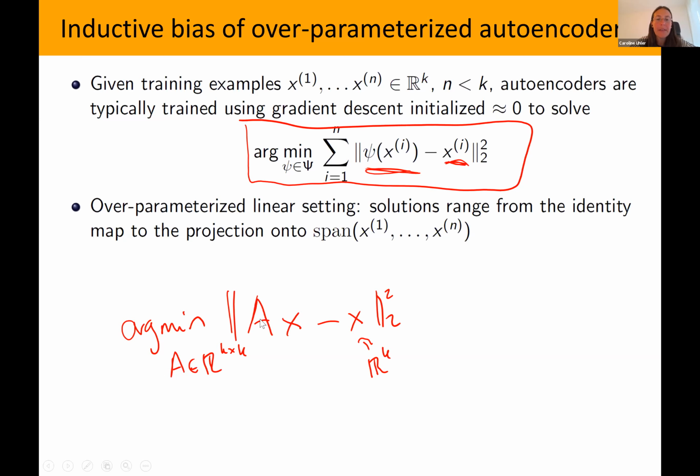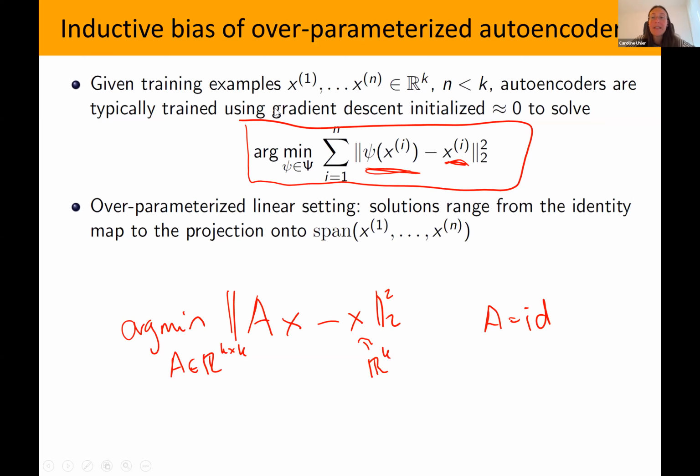I'm trying to find some k times k matrix that maps x to itself. Well, there are many solutions. For example, A could be the identity. What I showed you before is that the identity is not what is being learned by an autoencoder, but A could also be a rank 1 matrix, or a rank k matrix. It can be any rank in between, full rank or rank 1. Any of these are solutions to this system.